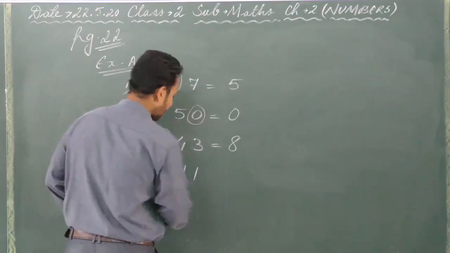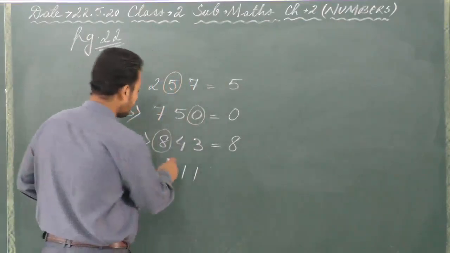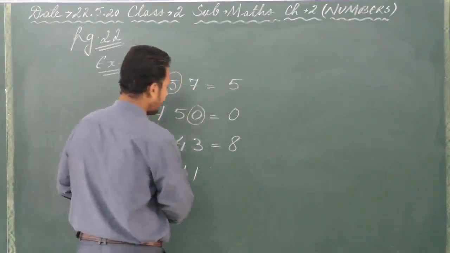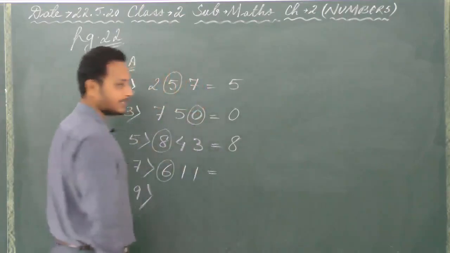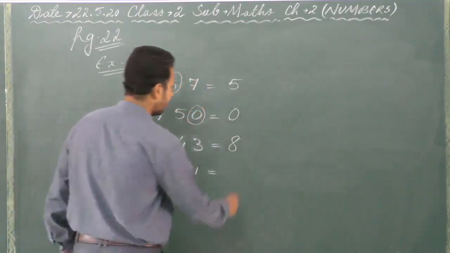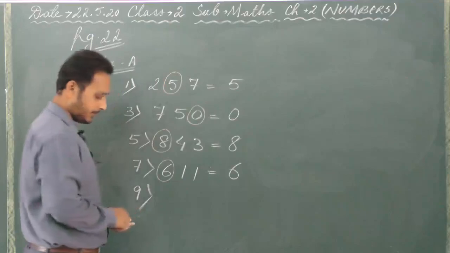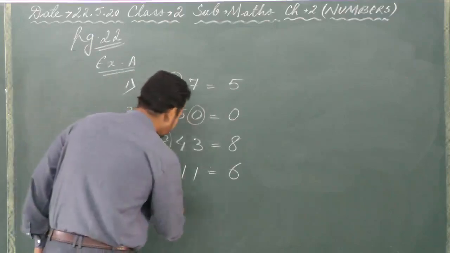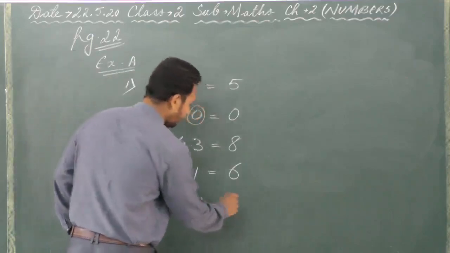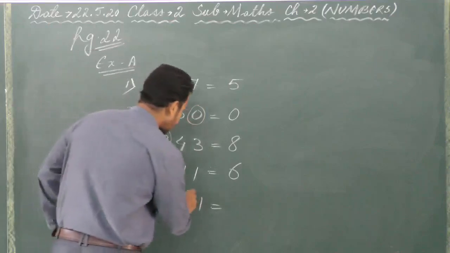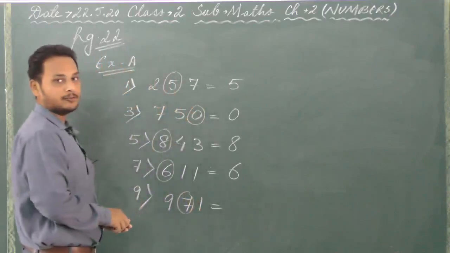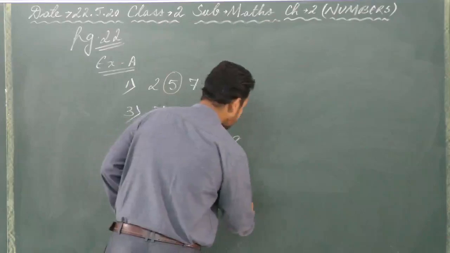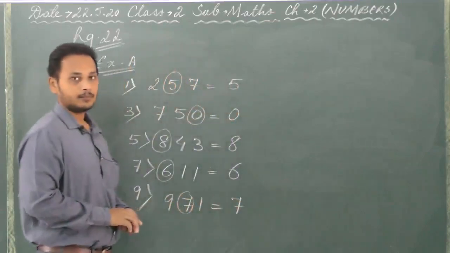611. So what is circled here? 6. Which number is circled? 6. So what is the face value of 6? It is 6 itself. And then the last one is 971. The number circled is 7. So what is the face value of 7? It is 7 itself.